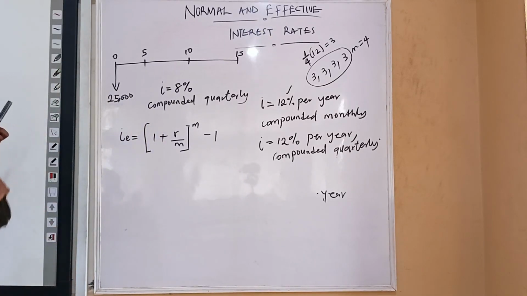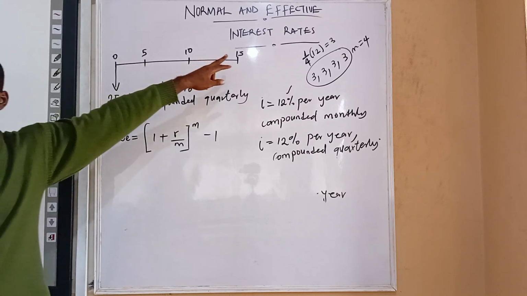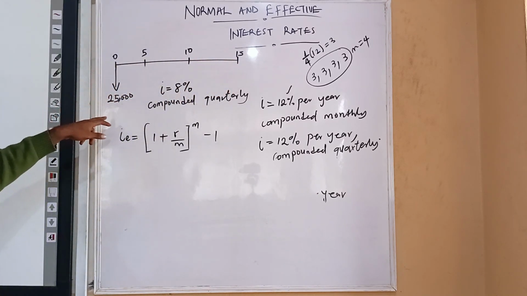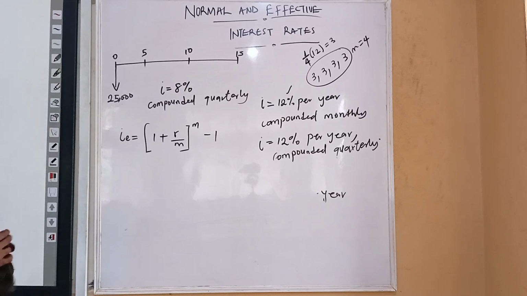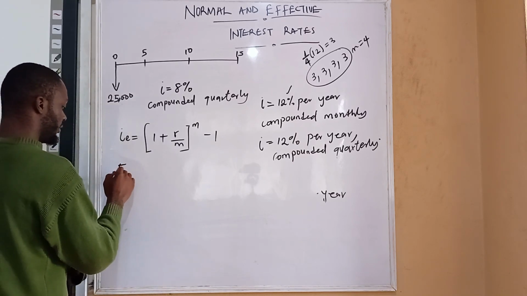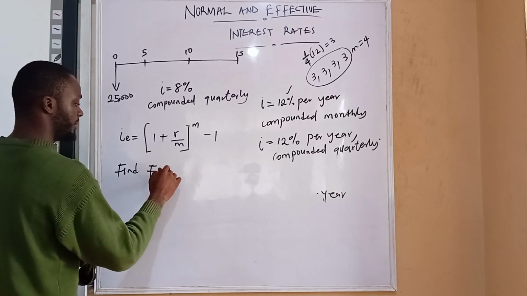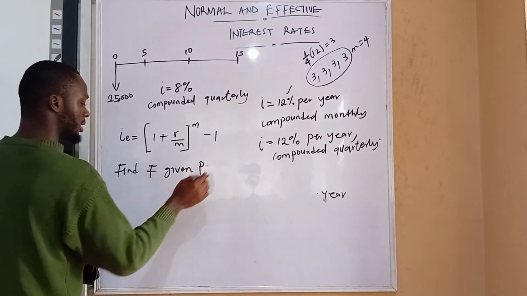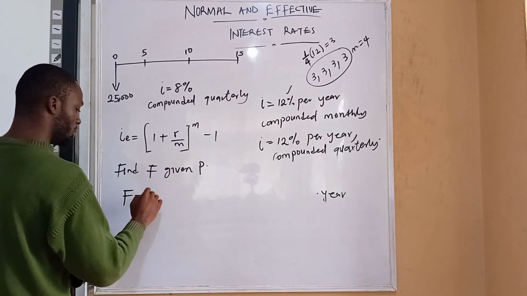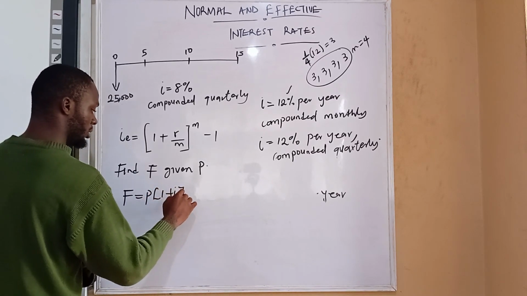A person invests 25,000 for 15 years at 8% interest rate compounded quarterly. How much will it be worth at the end of the 15th year? It means we should find the future given the present, F given P, and F given P is equal to this.